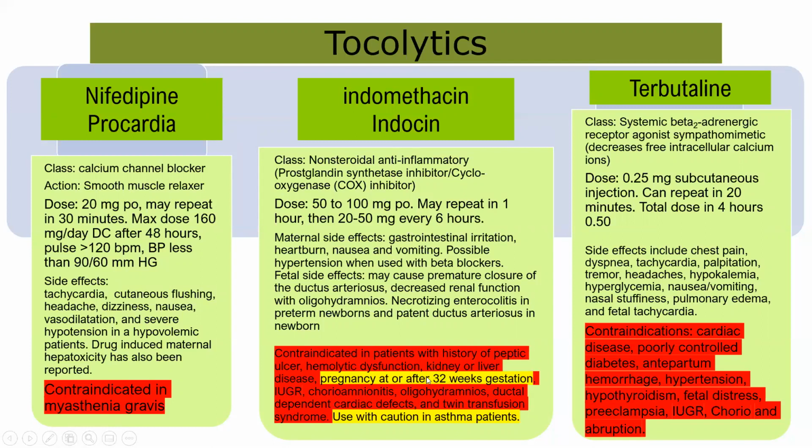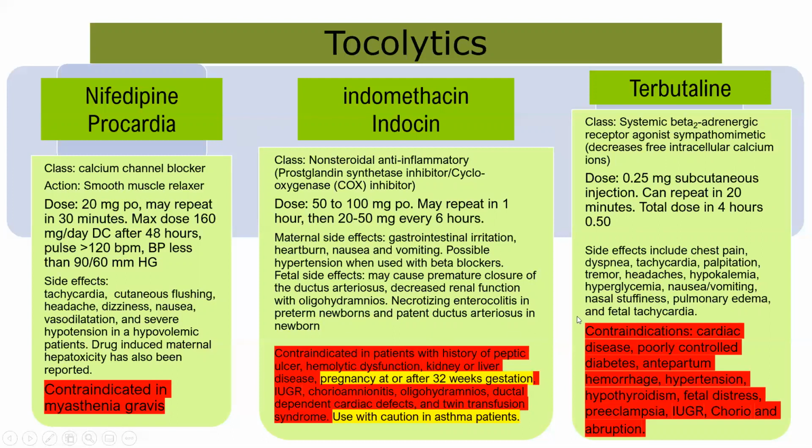We don't want to use this, it's contraindicated in a pregnancy that's at or after 32 weeks gestation, and that's because it will cause the premature closure of the ductus arteriosus. That's that vessel inside the fetal circulation that's keeping everything shunted away from the lungs, and the placenta is doing the work there. So you don't want to give this after 32 weeks. So before 32 weeks, we will use Induction.